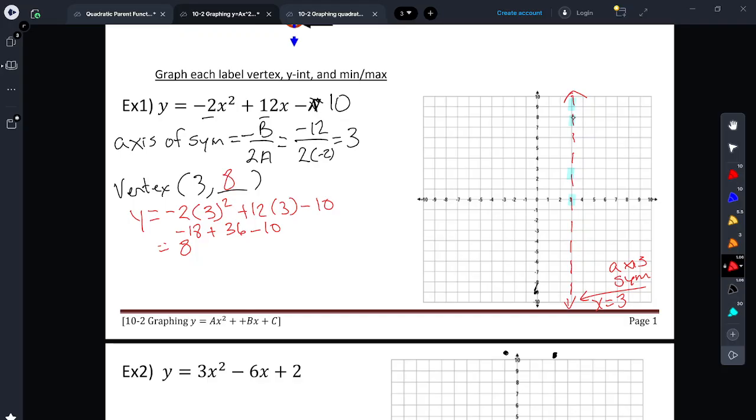So I go to (3, 8). That's this point right here. Notice it's on the axis of symmetry. What's this called? That's the vertex. And it's at (3, 8).